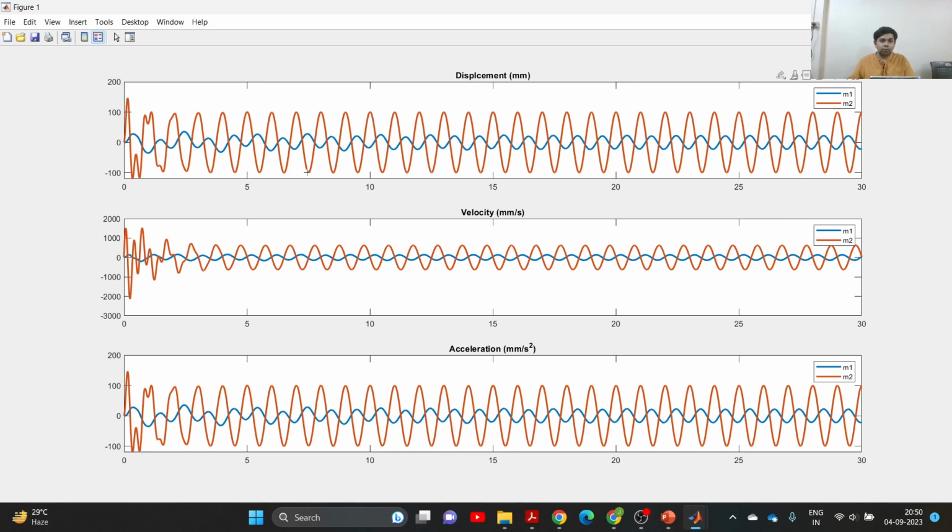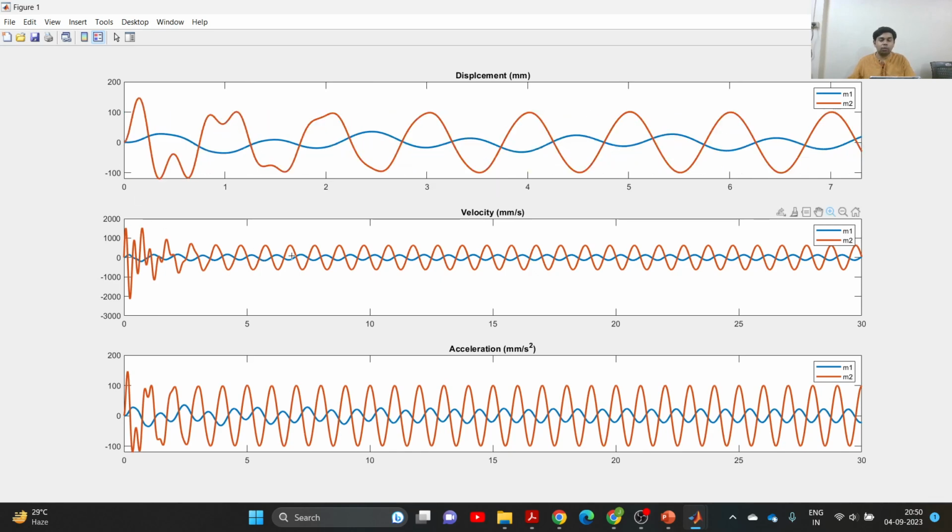If we zoom into this part of the graph, we can see that our transient part is present in the initial 2 or 3 seconds of the motion, and beyond that it's mainly the particular solution, or the forced vibration, that takes over, and that is the steady state response.